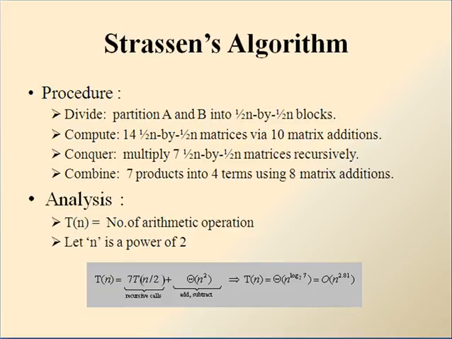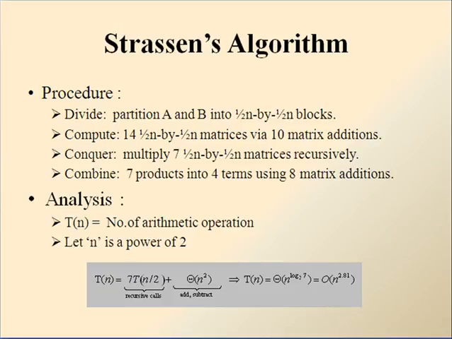Strassen's algorithm. Procedure. Divide: partition A and B into half n by half n blocks. Compute 14 half n by half n matrices via 10 additions. Conquer: multiply 7 half n by half n matrices recursively. Combine: 7 products into 4 terms using 8 matrix additions.